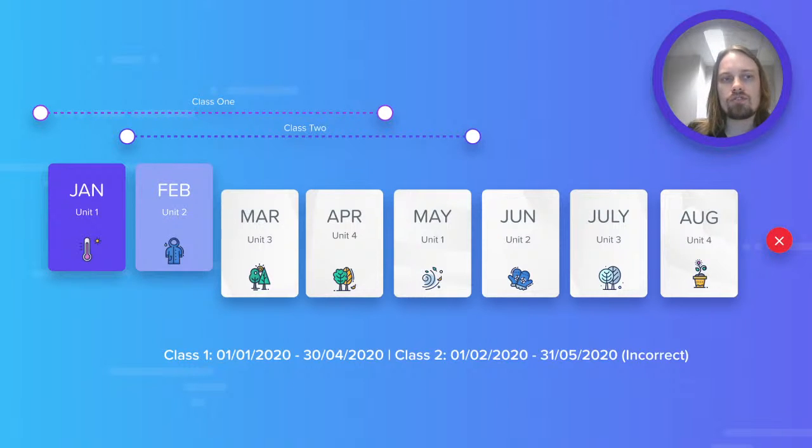You have class 1 starting in January, then it continues through units 1, 2, 3, and 4. And then you have class 2, which begins in February, starting on unit 2, and goes on to units 3 and 4 before going back to 1. This is actually not the correct setup because we have the classes overlapping each other.